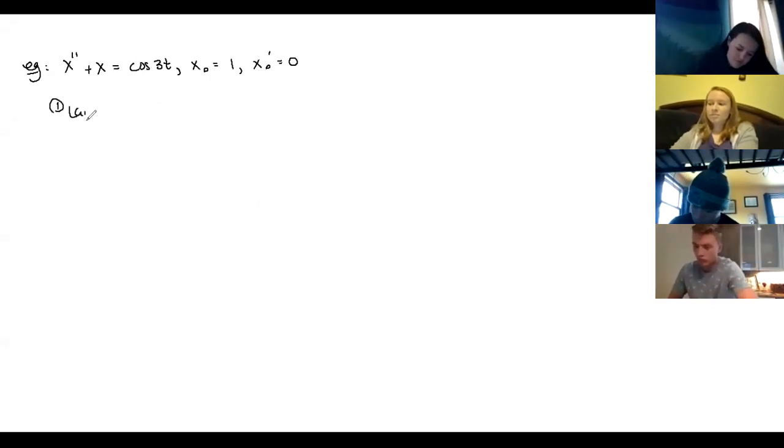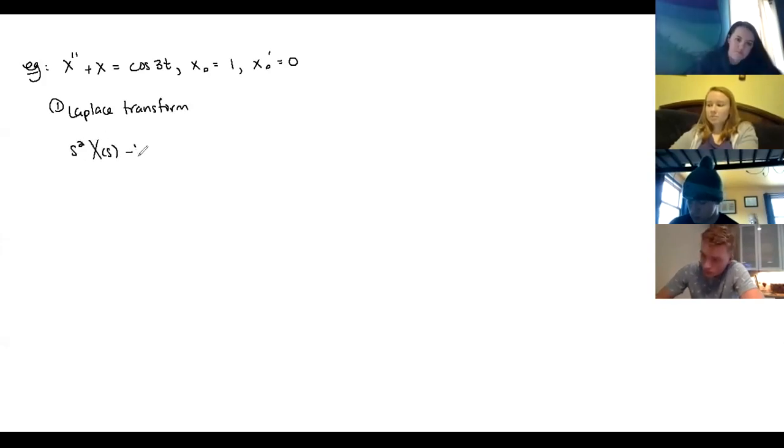So first of all, Laplace transforms. This gives me s squared, capital X of s, minus 1s minus 0. That's my transform of x double prime. There is no x prime, so I don't have to worry about that. And then we've got plus capital X of s. So that's the transform of the left-hand side of the equation.